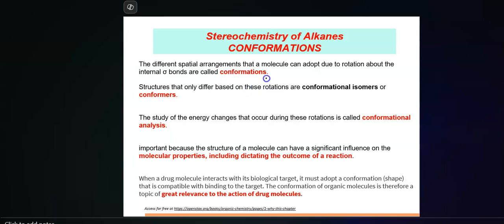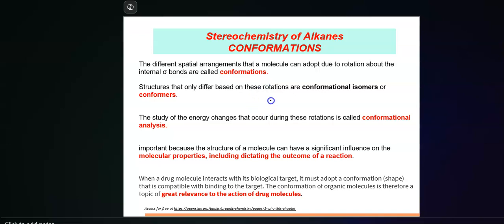Conformers cannot be isolated because they rapidly rotate. So if you have a staggered conformation of ethane, the other conformation of ethane is eclipsed. These are interchangeable, but you cannot isolate either one of them because the free bond rotation giving rise to these arrangements happens very, very fast.